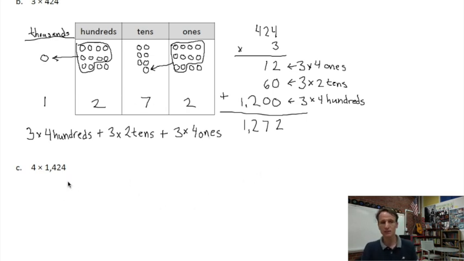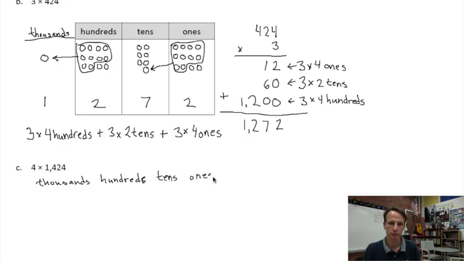Now we'll do the same thing in this one and see they've given us nothing but the expression 4 times 1,424. So we have to draw the place value chart and everything here. So we have thousands, we will have hundreds, tens, and there will be ones. All right, so this will be my place value chart.